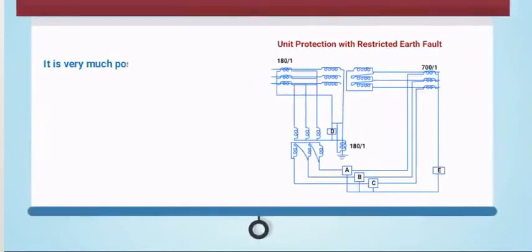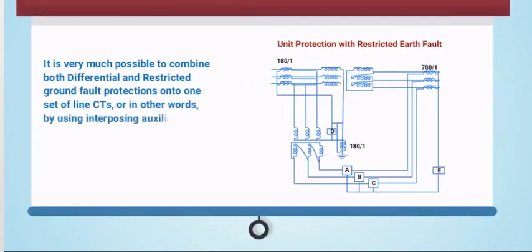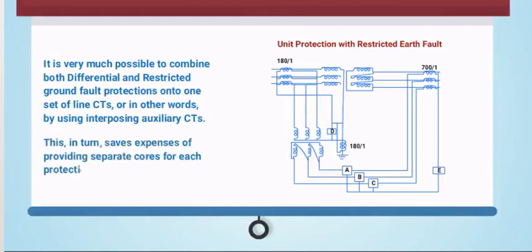It is very much possible to combine both differential and restricted ground fault protections onto one set of line CTs, or in other words, by using interposing auxiliary CTs. This in turn saves the expense of providing separate cores for each protection system.